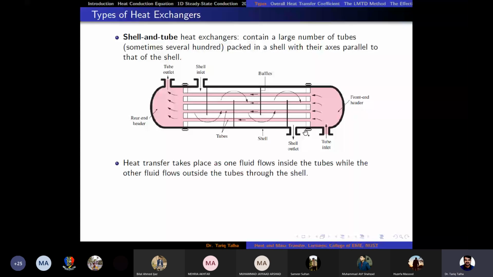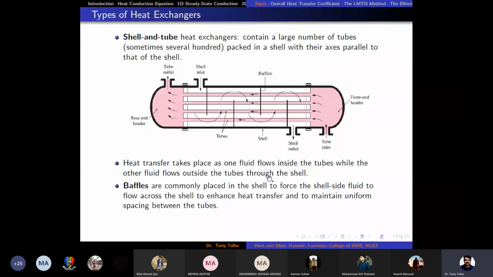Okay, ji. So heat transfer takes place as one fluid flows through inside the tube while the other fluid flows outside the tube. So baffles are commonly placed in the shell to force the shell side fluid to flow across the shell to enhance heat transfer and to maintain uniform spacing between the tubes.